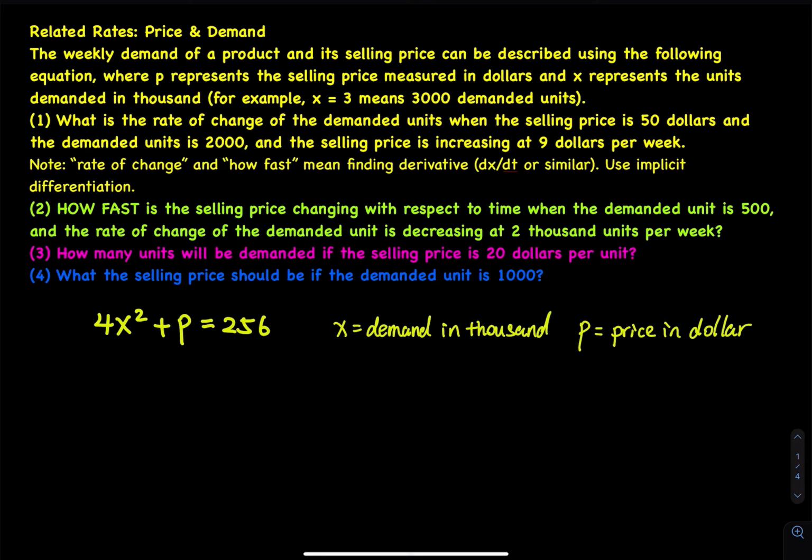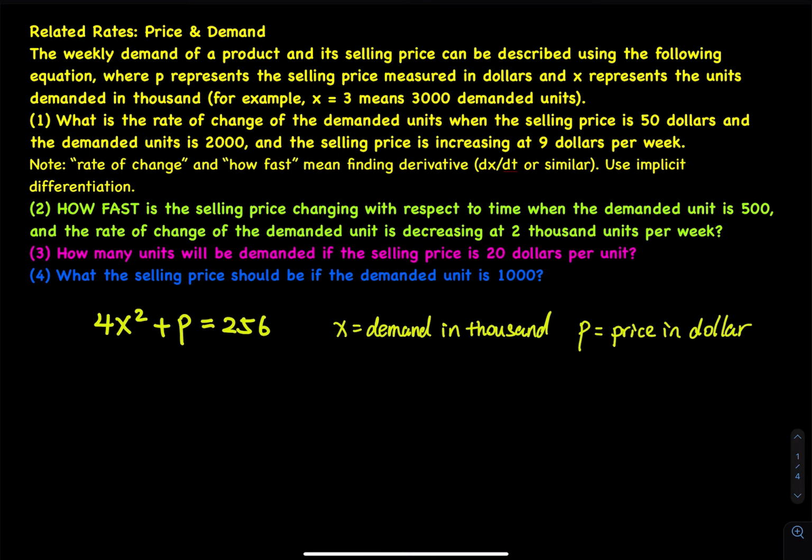So the note is the rate of change. Sometimes they use the words how fast, which means finding the derivative. So we have an equation down below: 4x squared plus P equals 256, where X is the demand in thousands and P is the price in dollars.